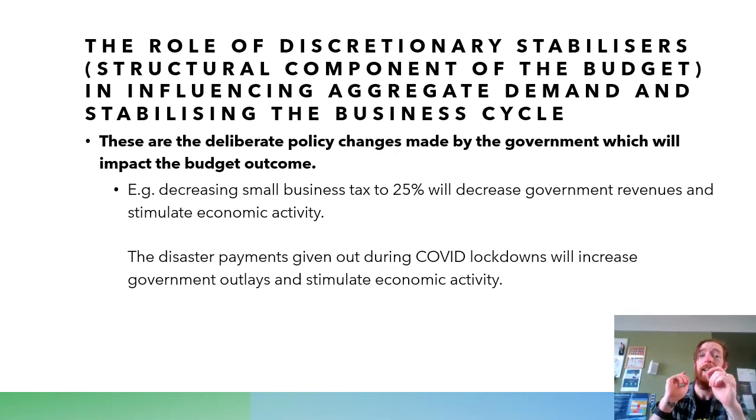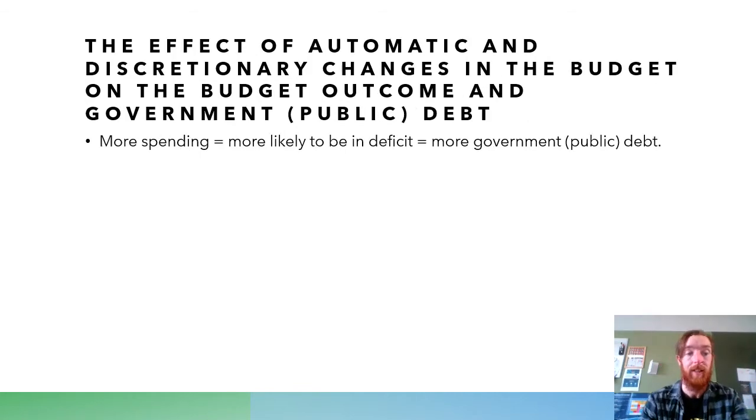Discretionary stabilizers are structural components of the budget. So remember, automatic, cyclical, discretionary, structural, you could be asked in that terminology. These are deliberate policy changes made by the government which impact the budget outcome. So things like decreasing the small business tax to 25% will decrease government revenues and stimulate economic activity. This will mean that we are more likely to be in a deficit because of that expansionary policy. That is a deliberate change, discretionary change. Disaster payments given out during COVID lockdowns will increase government outlays and stimulate economic activity, make it more likely to be in a larger deficit.